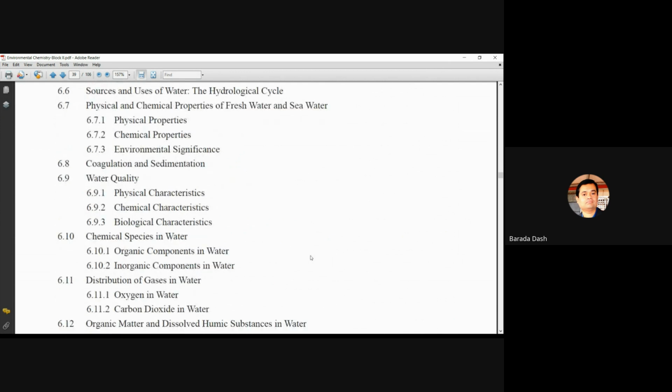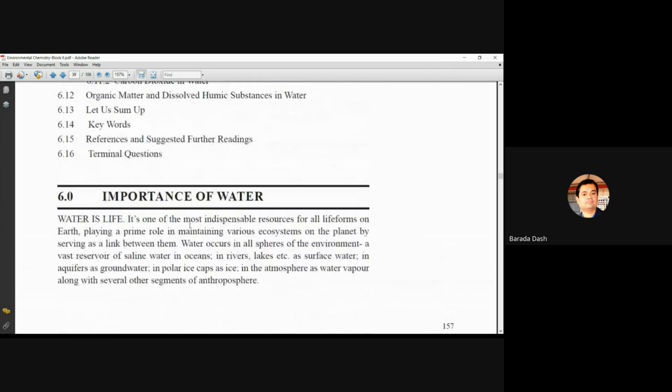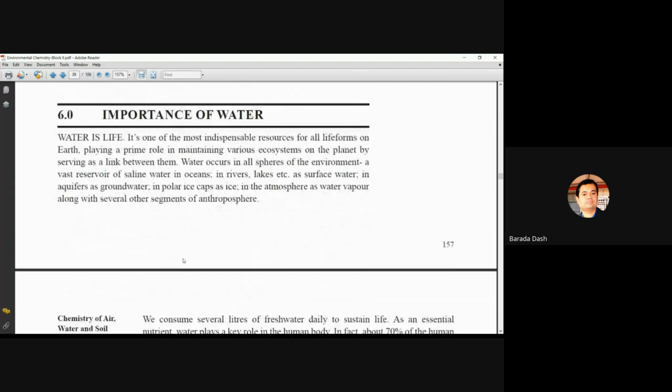In water quality, the physical water characteristics, chemical characteristics, biological characteristics, and then chemical species in water, organic components in water, inorganic components in water. Then distribution of gases in water, oxygen in water, carbon dioxide in water. So these things are there in your water chemistry part.